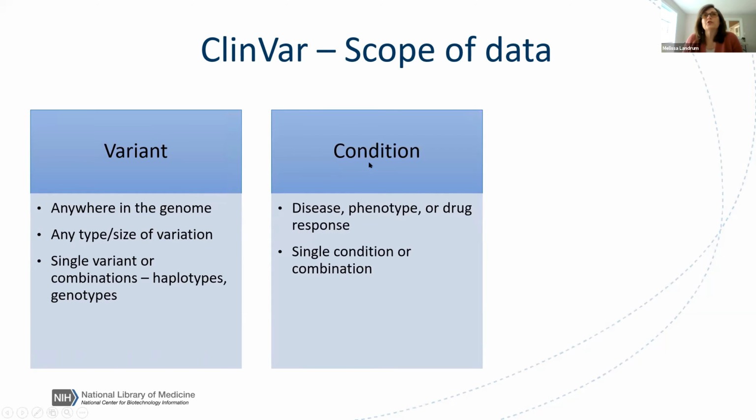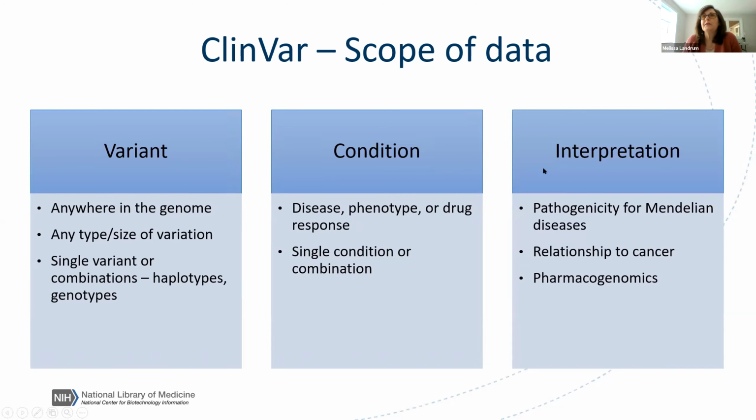The conditions their variants are interpreted for include diseases, phenotypes, and drug responses. So it's most typical for a variant to be interpreted for a single disease or drug response. We do allow combinations, and that typically happens when someone is interpreting a variant for a novel disease that hasn't been named yet, and it's just defined by a set of phenotypes or clinical features. So that's typically when you would see a combination in the condition. And then finally, the types of interpretations that you'll see in ClinVar include interpretations of pathogenicity for Mendelian diseases, variants that are interpreted for their relationship to cancer, and then pharmacogenomics variants.